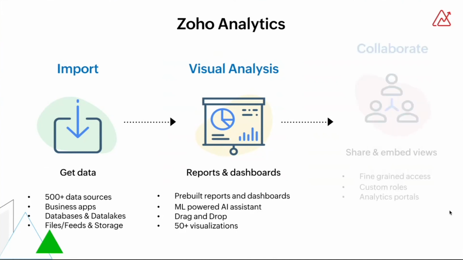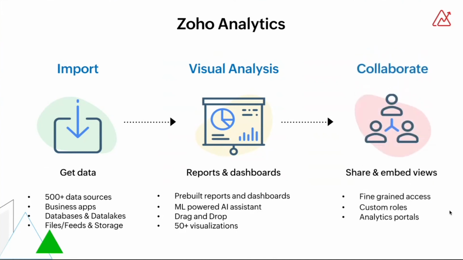Next is the collaboration part. Here is where you bring in your business stakeholders and provide them with fine-grained access permissions. You can also give them a customized set of access permissions using custom roles. You can then intuitively visualize your reports and dashboards in the form of data storytelling. And not just that, you can also host your data in our microsite, which is an analytical portal that serves your business.